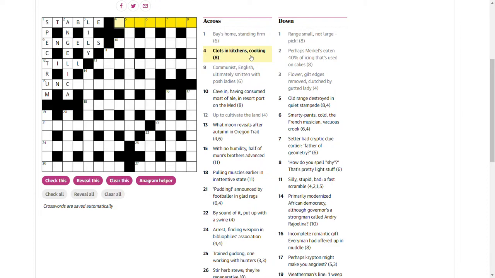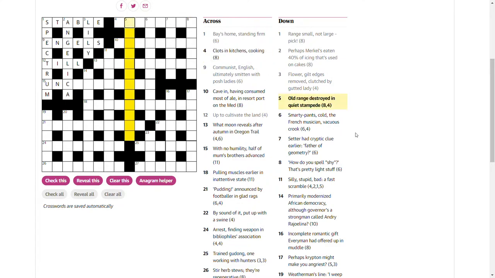Clots in kitchens, cooking. An anagram of kitchens, maybe? Looks likely. Clots. It's like clots as in sort of idiots or something. Yeah. Need some letters in that, I think.